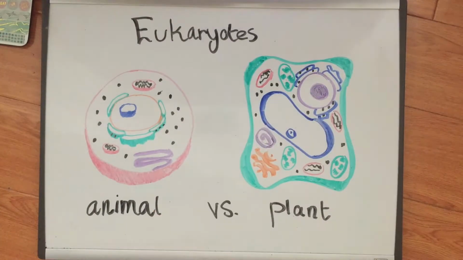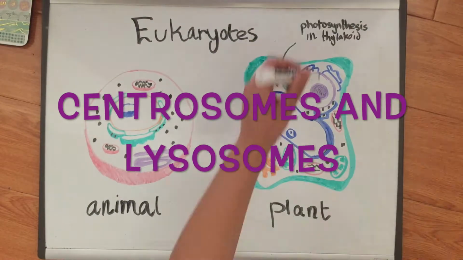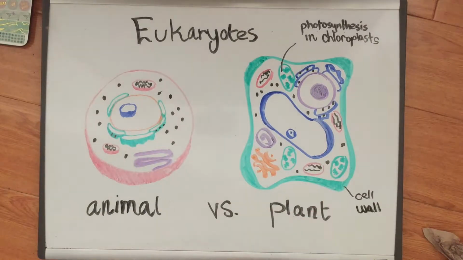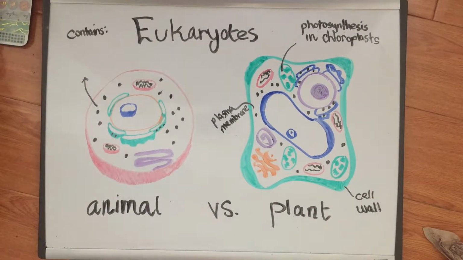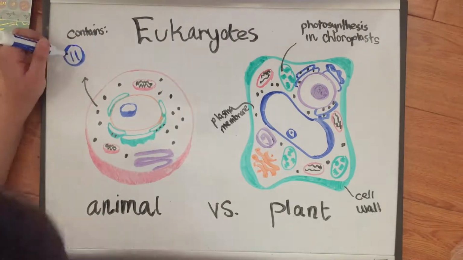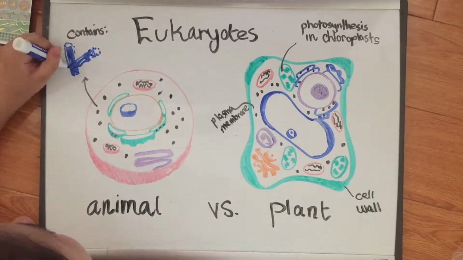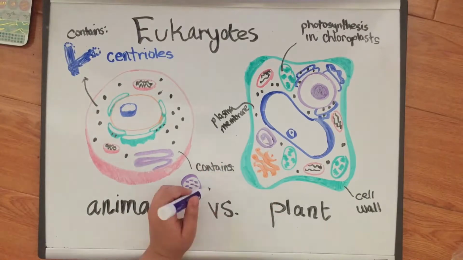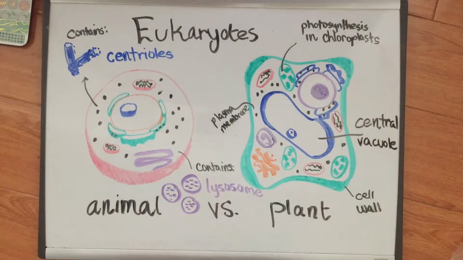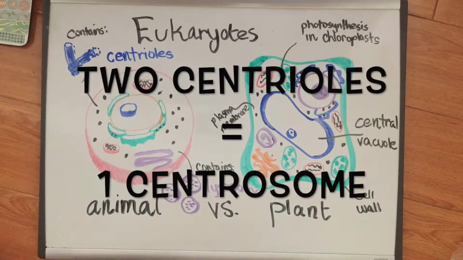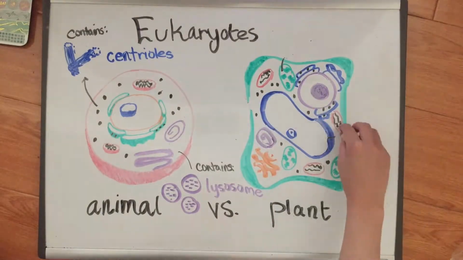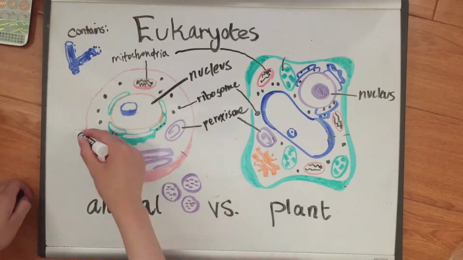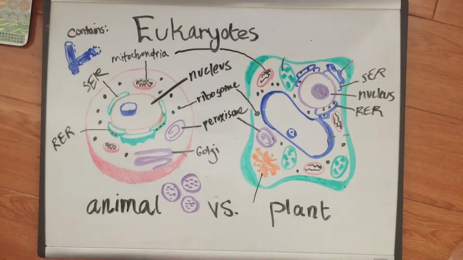On the other hand, animal cells contain centrosomes and lysosomes, which plant cells don't have. Centrosomes contain centrioles from which spindle fibers develop in cell division, like for mitosis and meiosis, which you will learn soon. Lysosomes are organelles in the cytoplasm that contain digestive enzymes that break down waste products, worn down organelles, and digest viruses. Just for clarification, two centrioles make up one centrosome. Plant and animal cells have a lot of similarities though. They both contain a nucleus, ribosomes, peroxisomes, mitochondria, smooth and rough endoplasmic reticulum, and the Golgi apparatus.